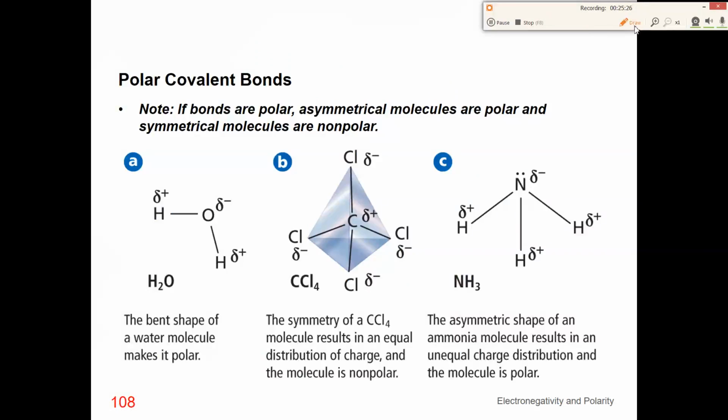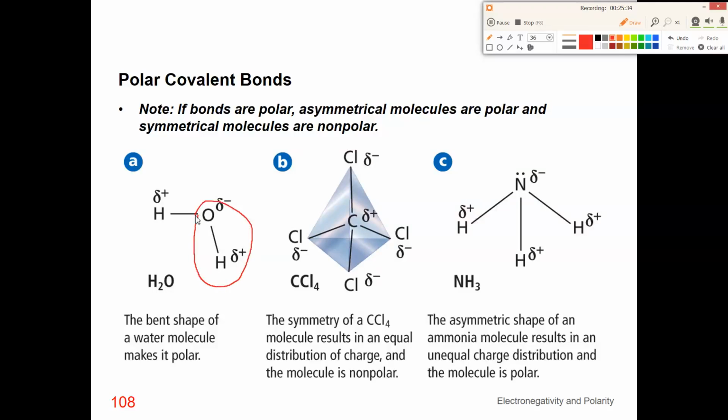Right, some examples here, like water. If you compare oxygen and hydrogen in water, compare the electronegativity values. Oxygen has a higher electronegativity value, so it is delta negative. It has a partial negative charge on oxygen and a partial positive charge on hydrogen. So we have a polar bond here. Because there are lone pairs on oxygen, the whole molecule becomes a polar molecule.